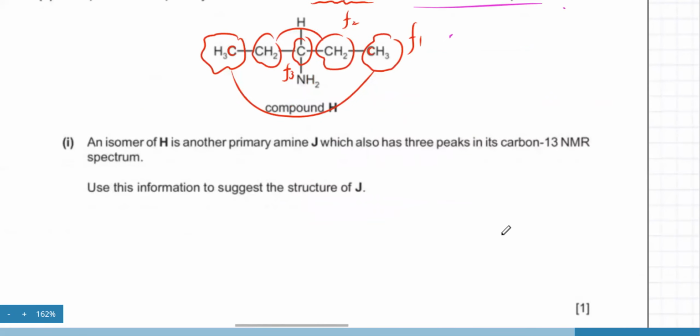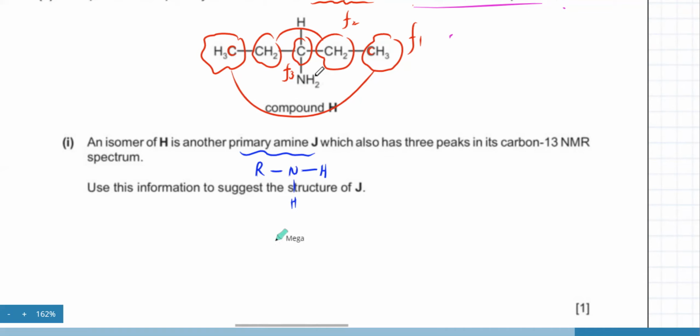So it should also have three peaks. And what's a primary amine? So the first thing is, what's a primary amine? Primary amine is when the N is bonded to just one carbon chain. Okay, that's a primary amine. I mean, this one over here is a primary amine because the N is only bonded to carbon chains on one side. So we need to come up with another primary amine, and it should have three environments.